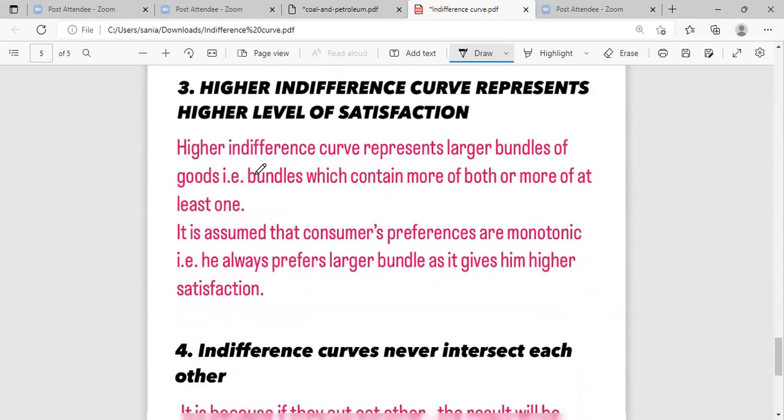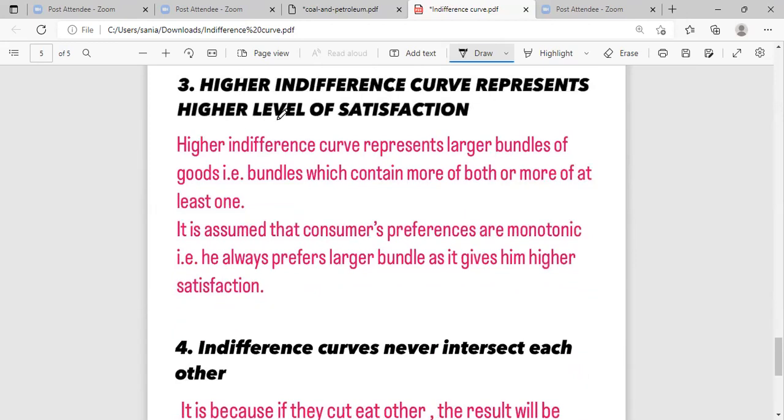Okay. Now coming to the third one: higher indifference curve represents higher level of satisfaction. For example, this is your graph. This is your indifference curve one, and so on. One, two, three. You have three indifference curves.